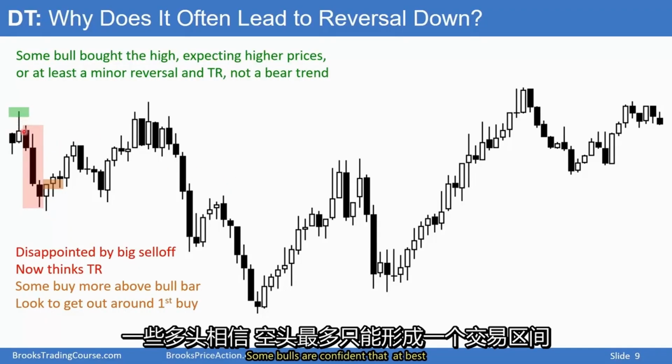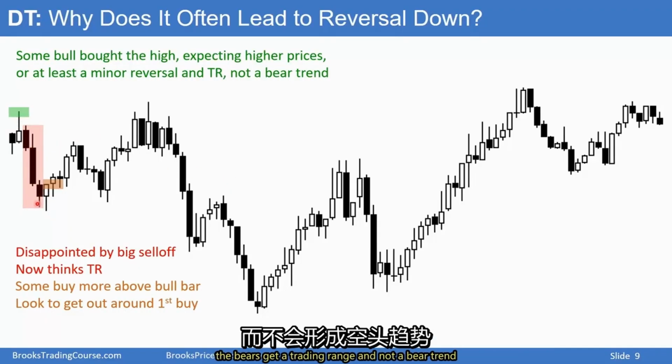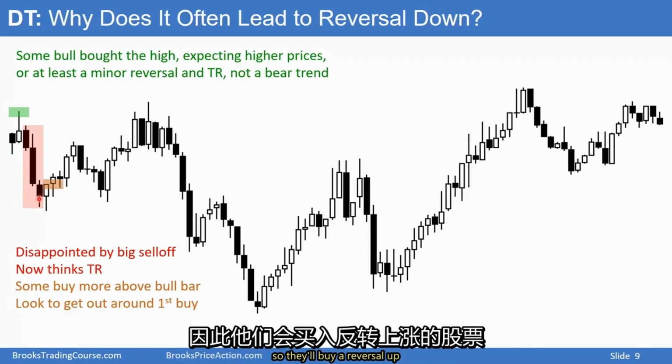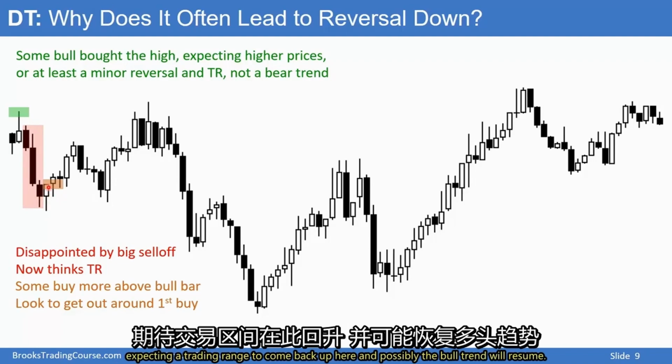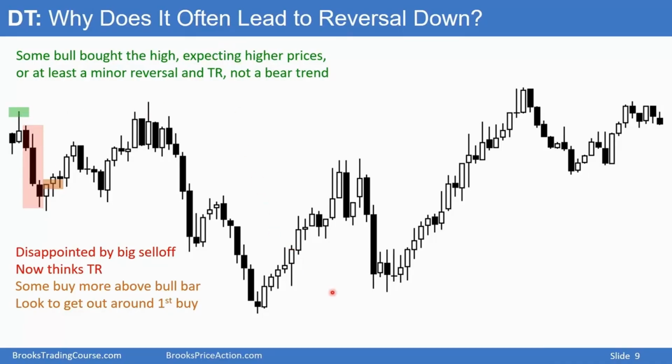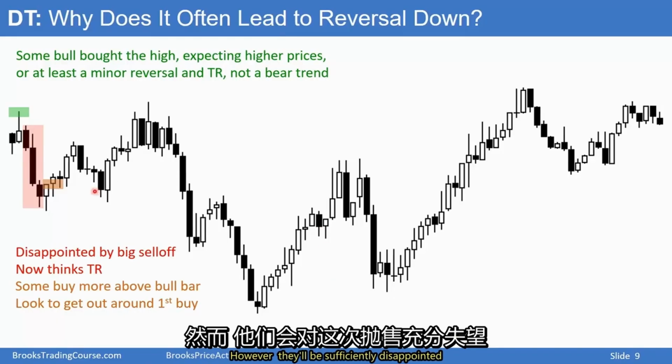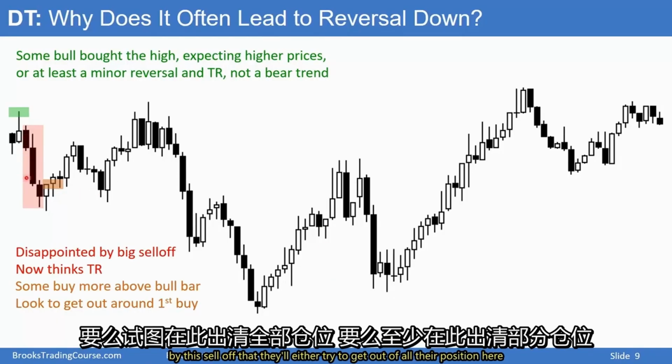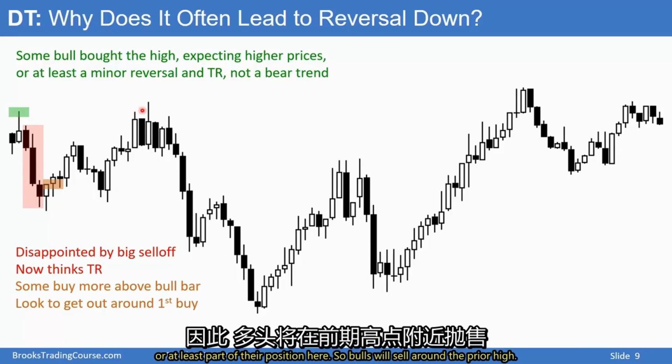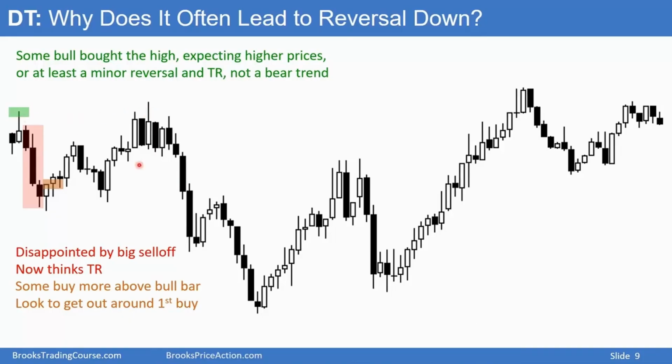Some bulls are confident that at best the bears get a trading range and not a bear trend, so they'll buy a reversal up, expecting a trading range to come back up here, and possibly the bull trend will resume. However, they'll be sufficiently disappointed by this sell-off that they'll either try to get out of all their position here or at least part of their position here. So bulls will sell around the prior high.